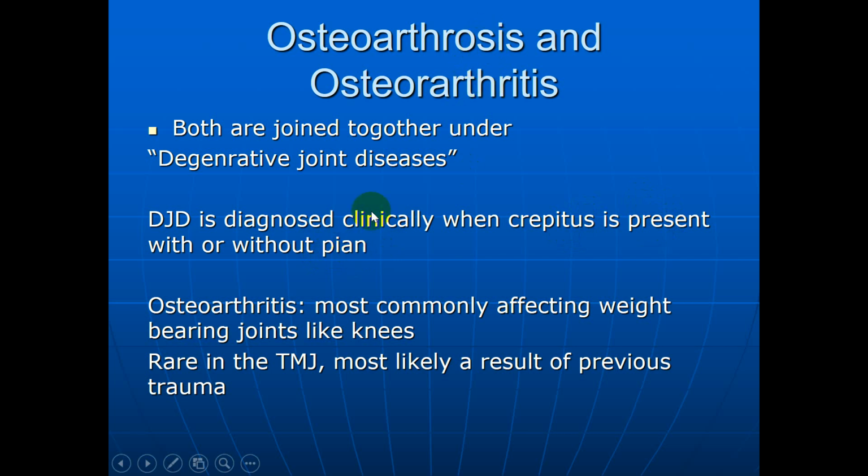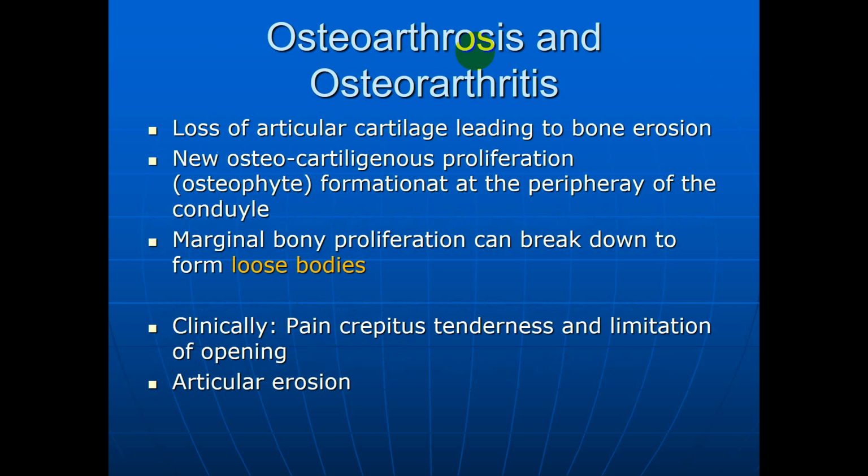If we have pain, then it is arthritis, meaning that there is an inflammatory process in addition to the degeneration. If there is crepitus without pain, go to the other term, osteoarthrosis, meaning there is degeneration leading to this crepitus, but there is no active inflammation or something causing pain. So there is no pain. Osteoarthritis is a degenerative condition affecting mainly the knee joints, rare in the TMJ, and usually it is related to trauma.